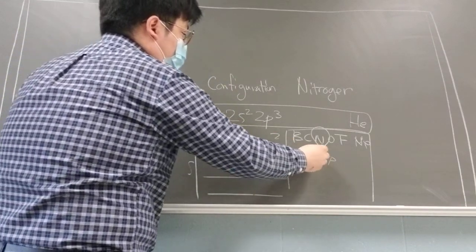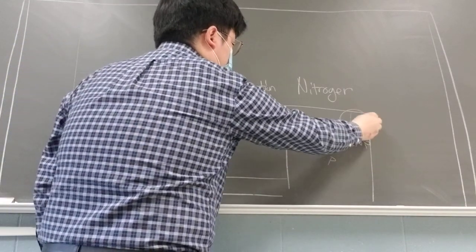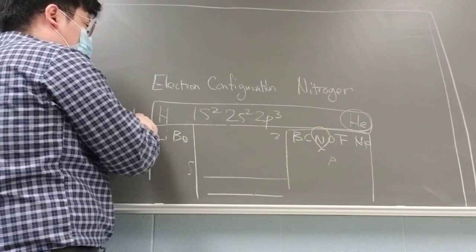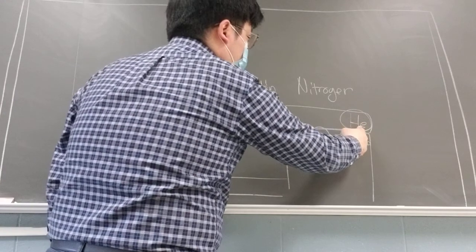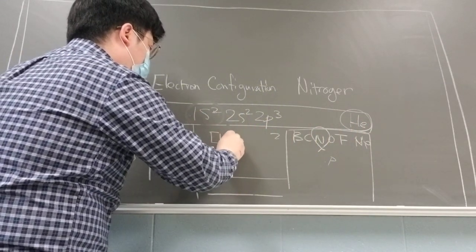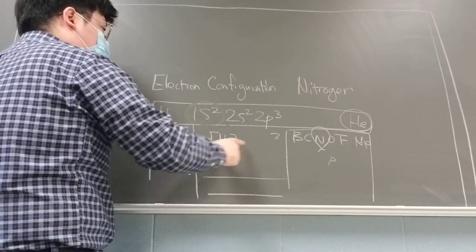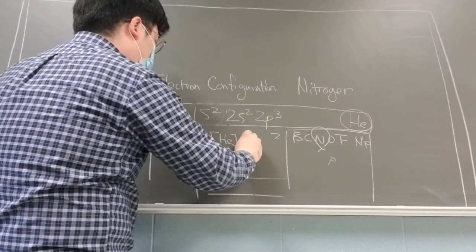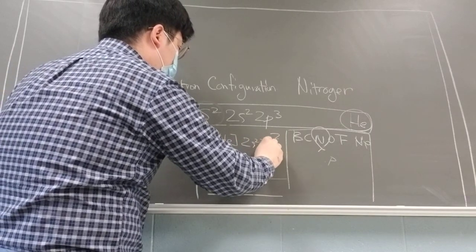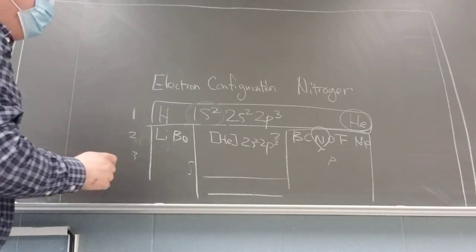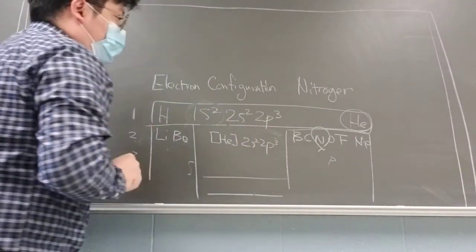If you want to do the condensed version, you go to the noble gas in the period right above, which is helium, in brackets. Then you start with where your element is in the same period, so it's 2s2. It'll be shorter. Okay, the condensed one. Makes sense, right?